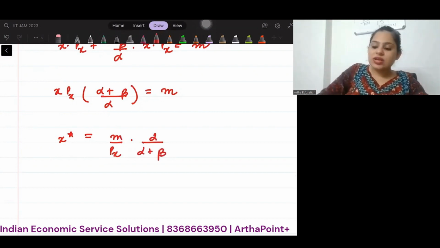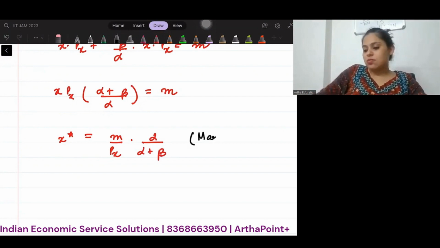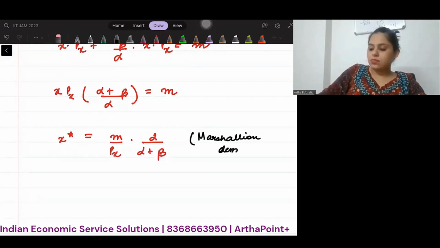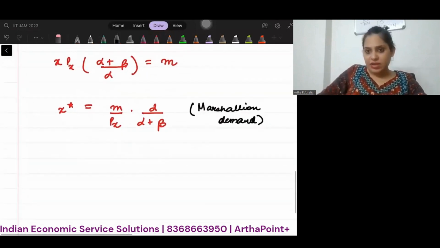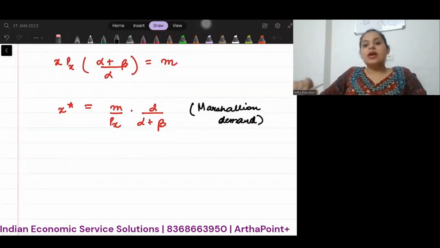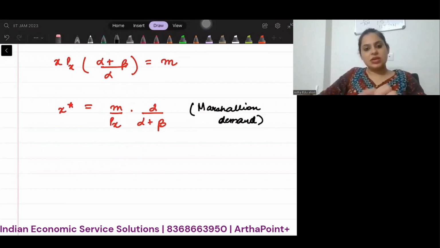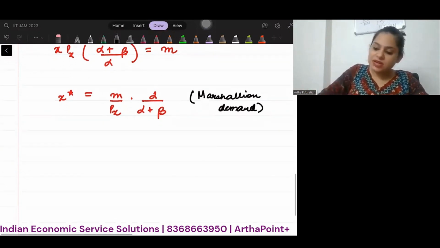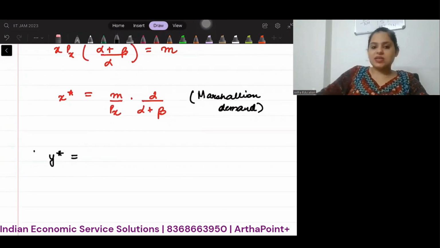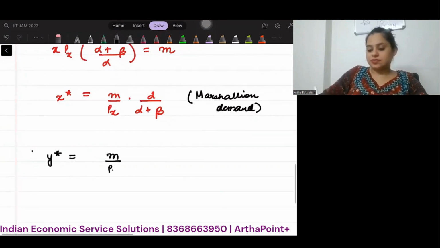This is actually, in economics, what is this called? This is called Marshallian demand. But do you see that I have been able to derive a relationship between x and px? And this means that this is the demand curve of x. Similarly, when you find out y star, you will get it as this.